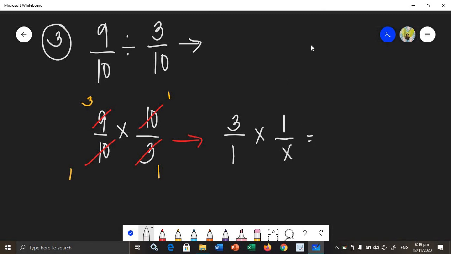And then multiply the numerators and denominators. So 3 times 1, this is 3. 1 times 1, that is 1. 3 over 1 can be simplified as 3. Okay? So 3 is your final answer.